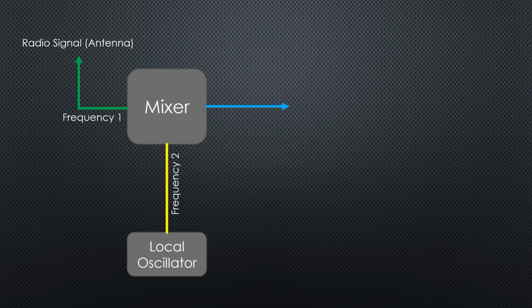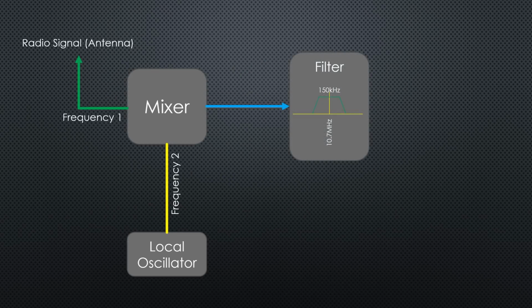If we add a 10.7 MHz filter after the mixer with a bandwidth of 150 kHz, we only get the signal of our favorite station. All other frequencies, also 190.7 MHz, are dropped. 10.7 MHz is called intermediate frequency or IF because it is between the carrier frequency and the audible sound. And the generator of frequency 2 is called local oscillator or LO.